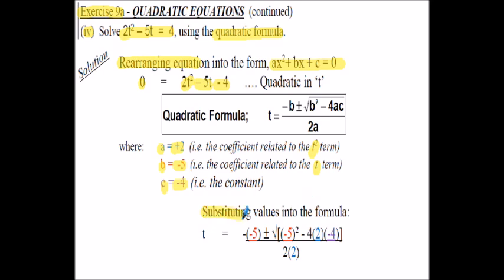All we do now is substitute those values into the formula. So in this case, t is equal to minus the b, which is minus 5, so be careful of double negatives there, plus or minus the square root of minus 5 squared. I don't really need the negative there, because when you square a negative number it's always positive, but I put it in for completeness. So minus 5 squared, then take away 4 times the a, which is 2, times the c, which is minus 4. Again, be careful of your directed numbers here. That's all divided by 2 times the a, that's 2 times 2 in this case.